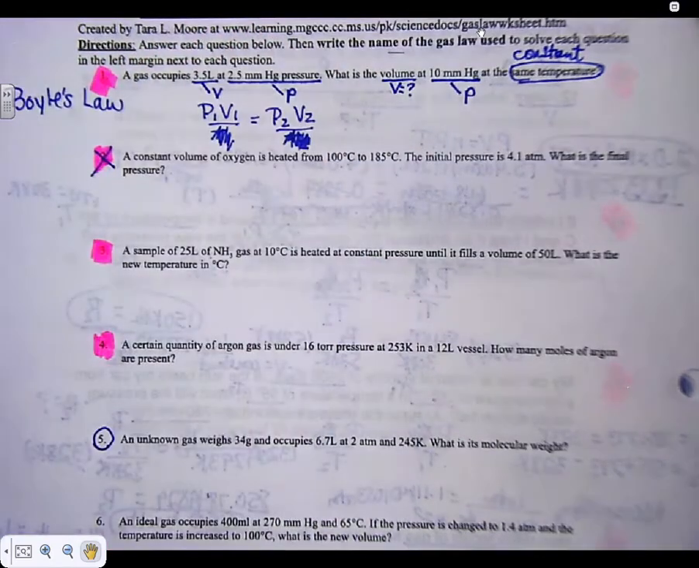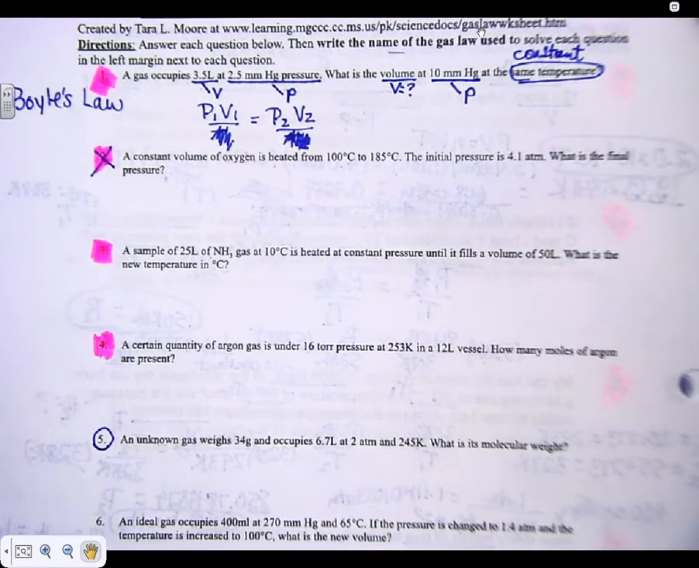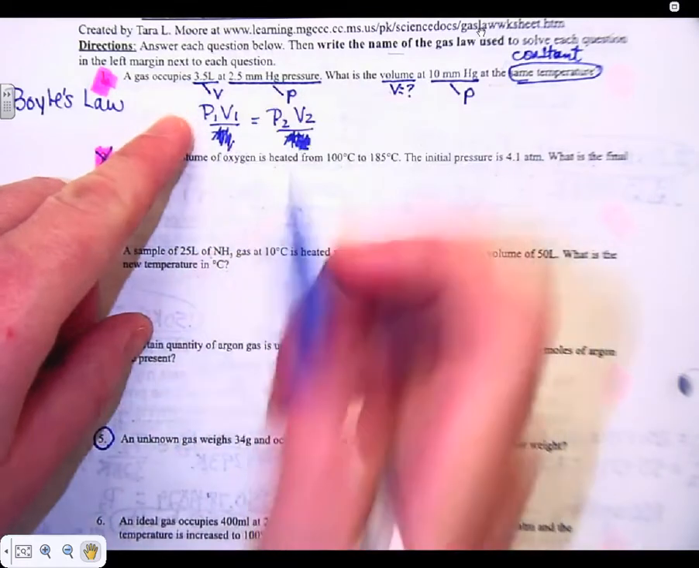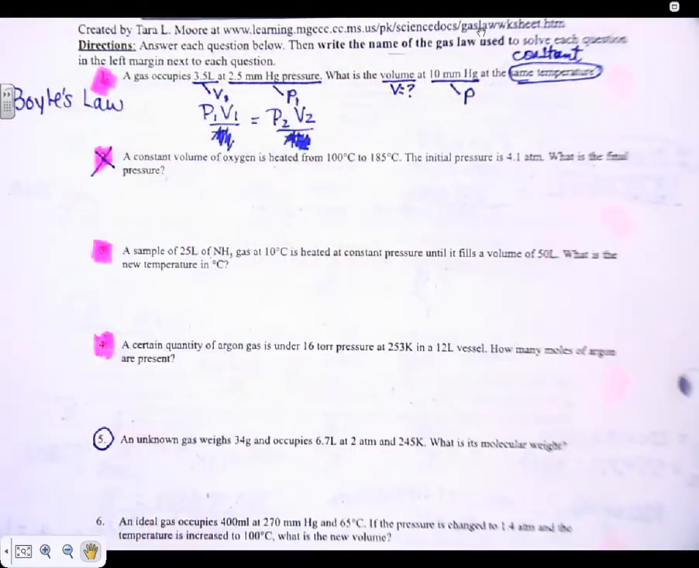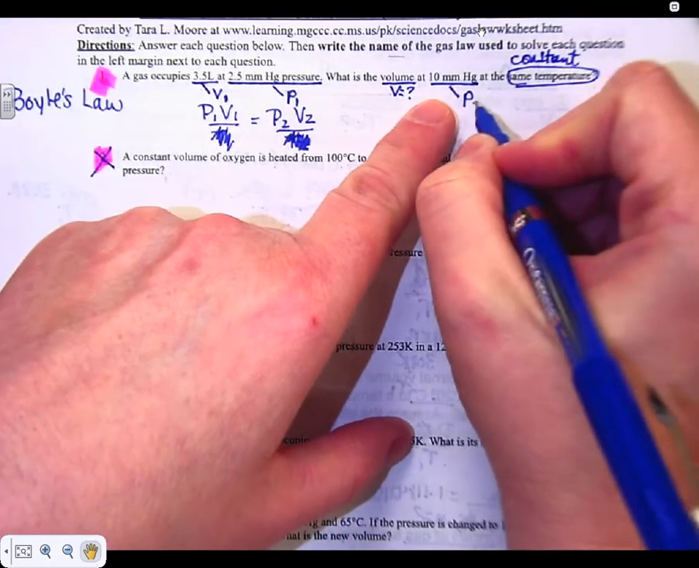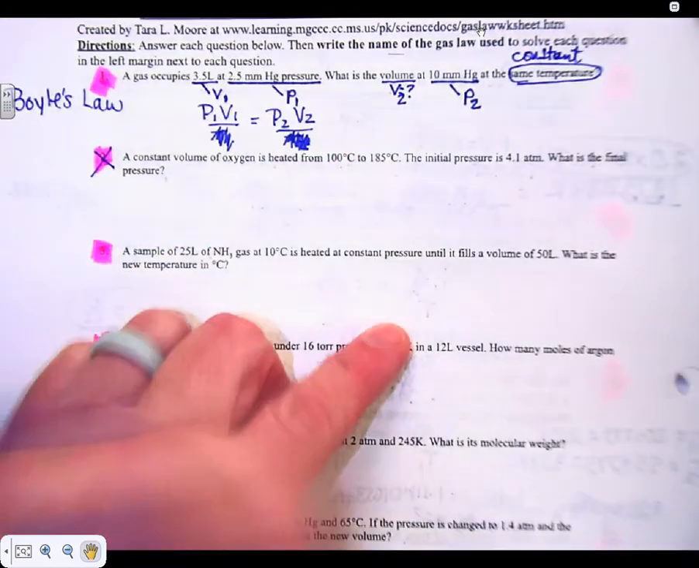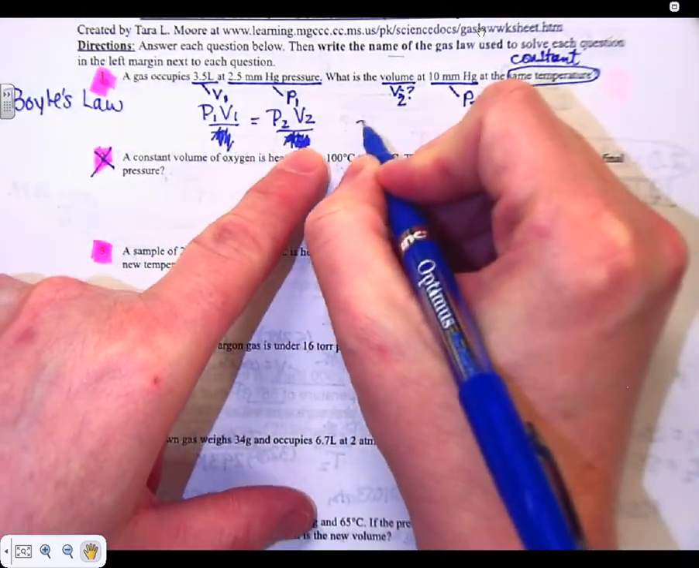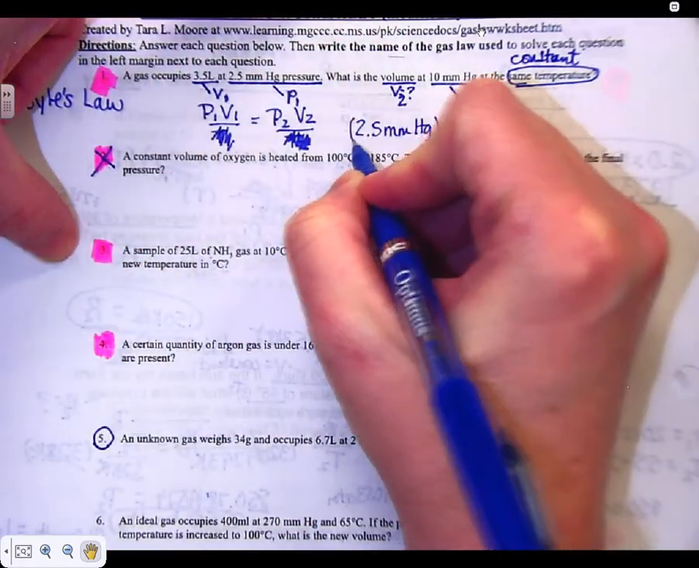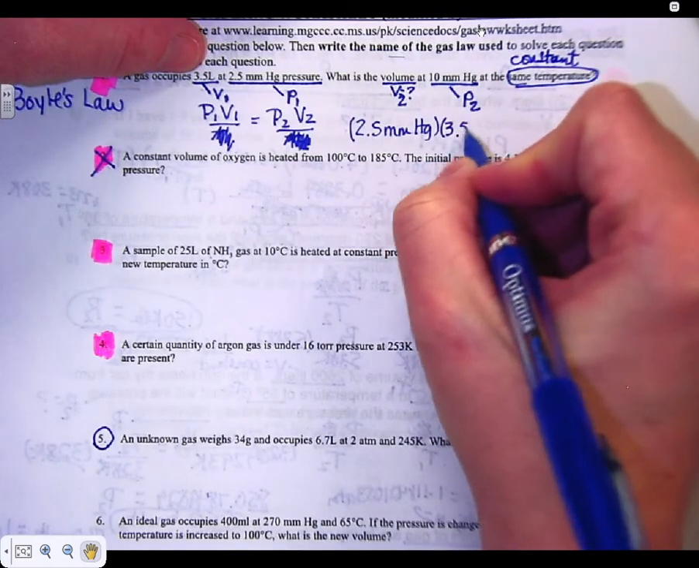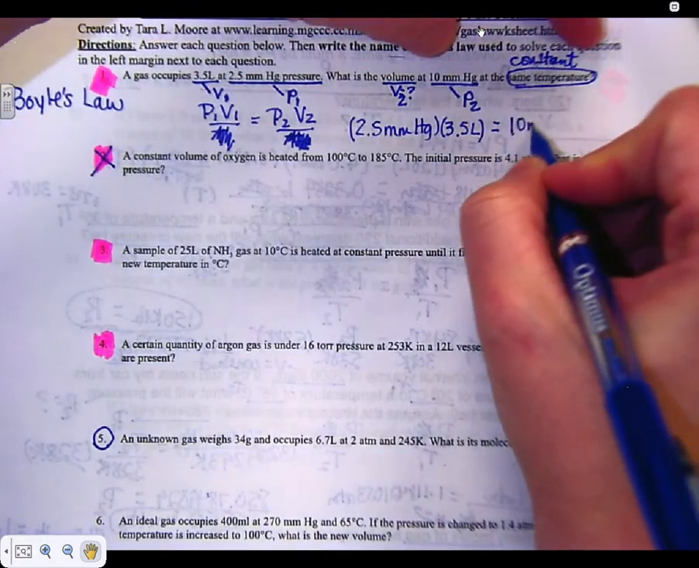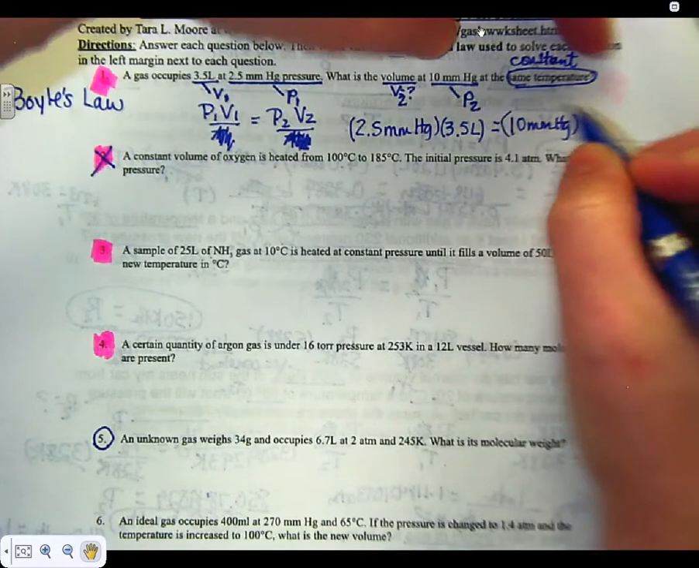So now we just have to figure out what are the ones and what are the twos. The gas occupies this volume at this pressure. So we know these two go together. It's that volume at that pressure, so we're going to call those the ones. And then, obviously, this would be our pressure 2, and we would be solving for V2. So if we substitute our numbers in, 2.5 millimeters of mercury is the pressure, and the volume, V1, is 3.5 liters. And then P2 is 10 millimeters of mercury. And V2 is what we're solving for.